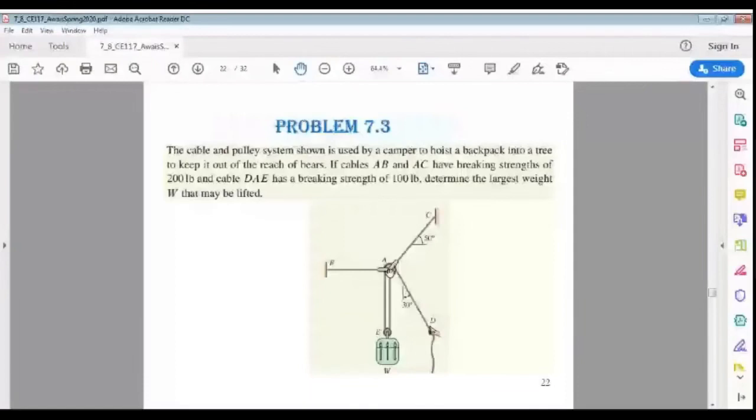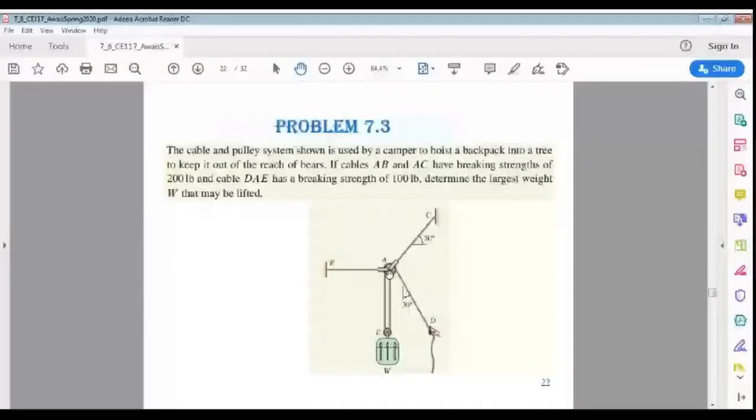And then you will say that if this member reaches its maximum strength, what will be the value of W? If this member reaches its maximum strength, what will be the value of W? And if the cable reaches its maximum strength, what will be the value of W? So you have three members with three strengths, definitely three equations with three values of W. And then you have to select the smallest weight W out of those three calculated values of W.